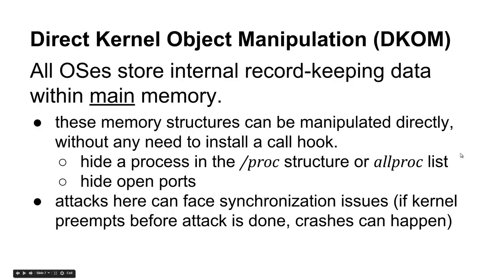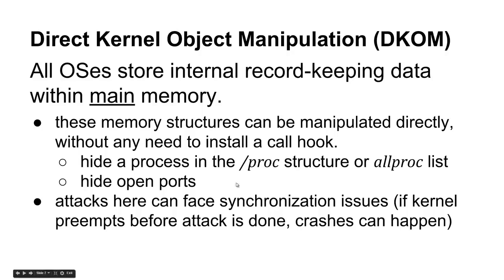Now, directly manipulating the objects used by the kernel in kernel space is another legitimate way to inject a rootkit. All operating systems use some sort of objects to do record keeping within their main memory. And these structures can be directly manipulated without an existing LKM or doing any form of hooking. Hell, you can hide an entire process in the /proc structure or the all-proc list, which is more sneaky.